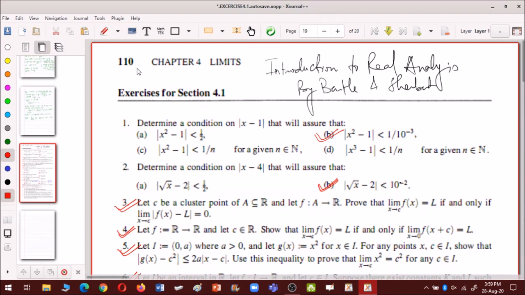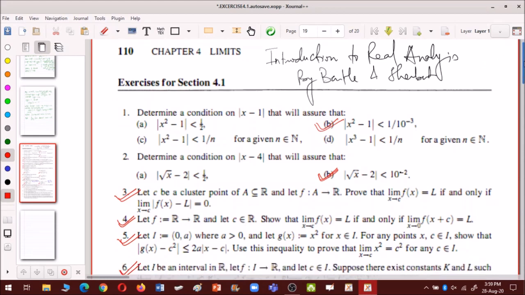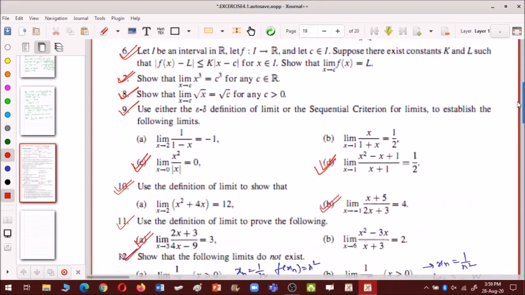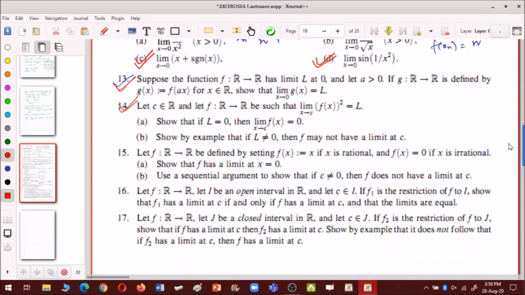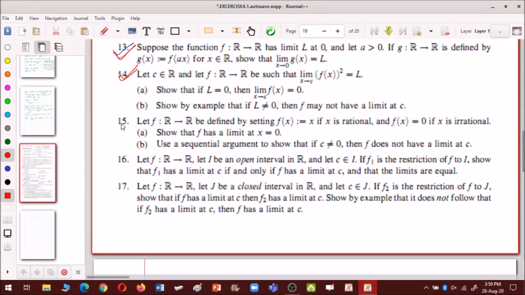So welcome back everyone. I am Dr. Rajesh Singh and this is part 3 of the video solutions for exercises for section 4.1 of the book Introduction to Real Analysis by Bartle and Sherbert. In part 1 and 2 we have solved question 1 to 14. So in this video we will solve question number 15, 16 and 17.